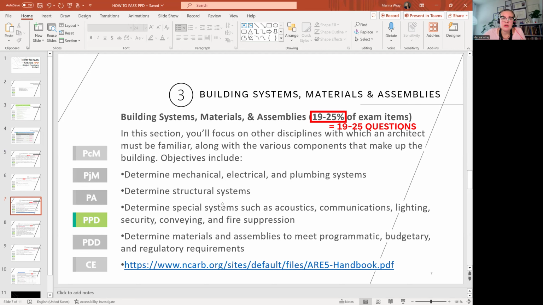Also, the third objective is you will determine special systems such as acoustics, communications, lighting, security, conveying, and fire suppression. And of course, that depends on the program, right? So smaller projects, you don't have to have a lot of things, but complex projects where you have to consider not just the design of the space, but all the systems integrated. This is what this division is about.